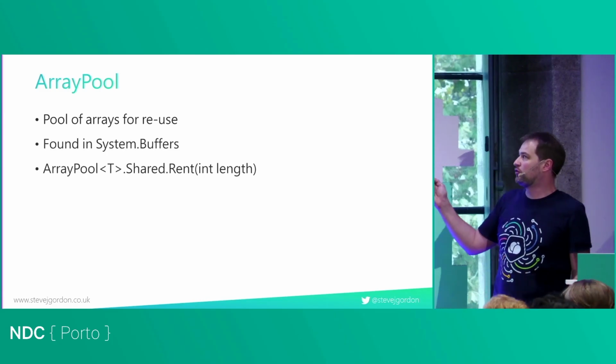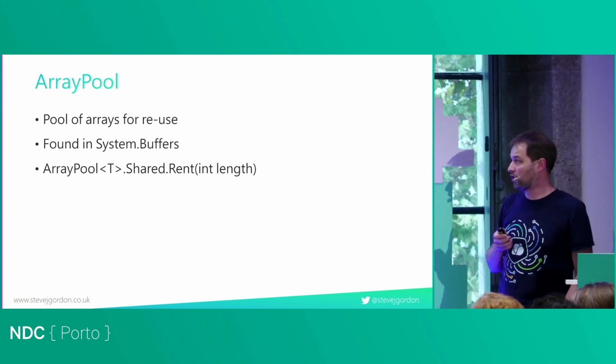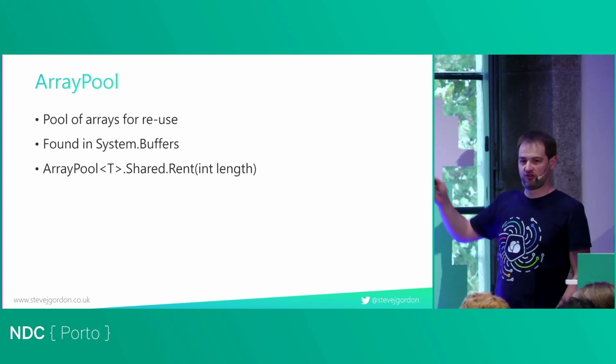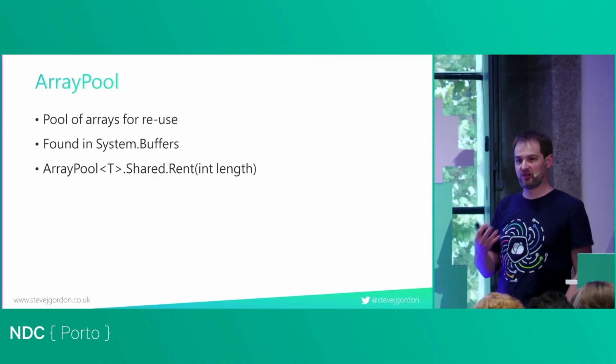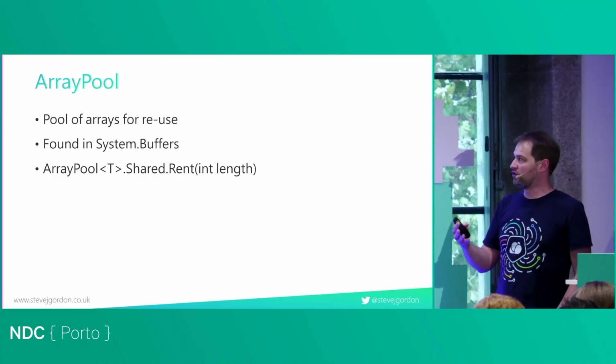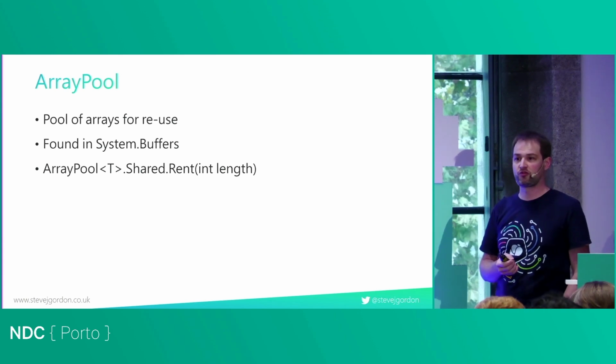Renting is pretty straightforward. We access the ArrayPool of T, so whatever type we want an array to hold. We generally use this shared version. This is a pre-built, in-the-box implementation of an array pool that uses a predefined set of buckets for the sizes of the arrays that it can store, and then we just rent the one that we want with the length we need.